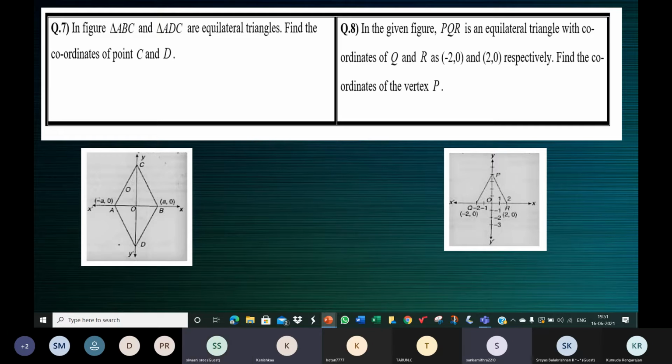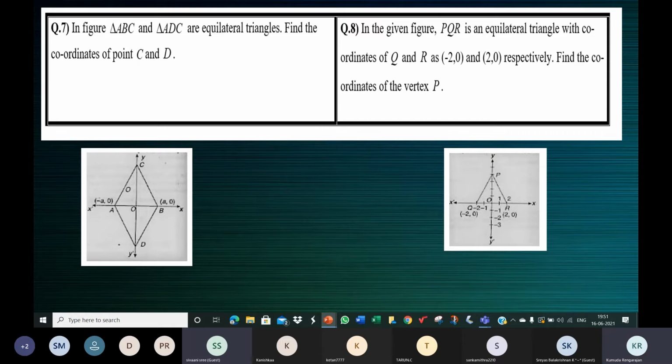2A, ma'am. How do we find 2A? A plus A, ma'am, because the coordinate of A is plus A, 0, and the coordinate of B is minus A, 0. So the length of the side BC is 2A, ma'am.